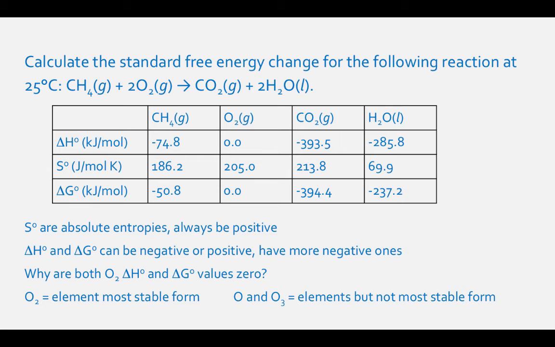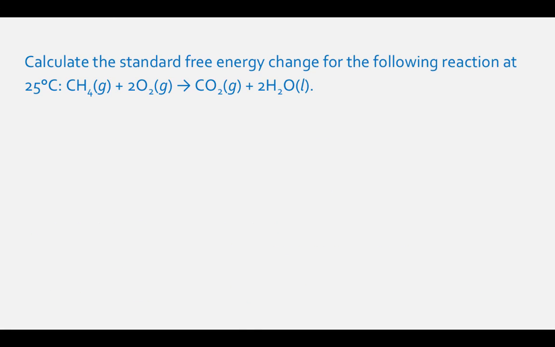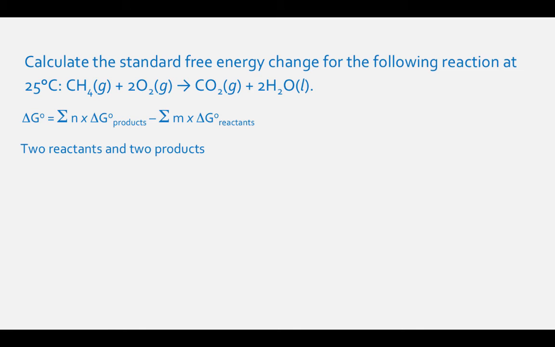Let's do this problem the easy way by substituting in the values of delta G into this equation. The standard delta G of the reaction equals the product of all the coefficients of the individual products times their standard changes in Gibbs free energy of formation summed, minus the products of all the coefficients of the reactants times their standard changes in Gibbs free energy of formation summed. For this reaction, we have two reactants and two products. So the first part of this equation will be the coefficient of CO2 times the delta G naught value for CO2 gas plus the coefficient for H2O times the delta G naught value for H2O liquid.